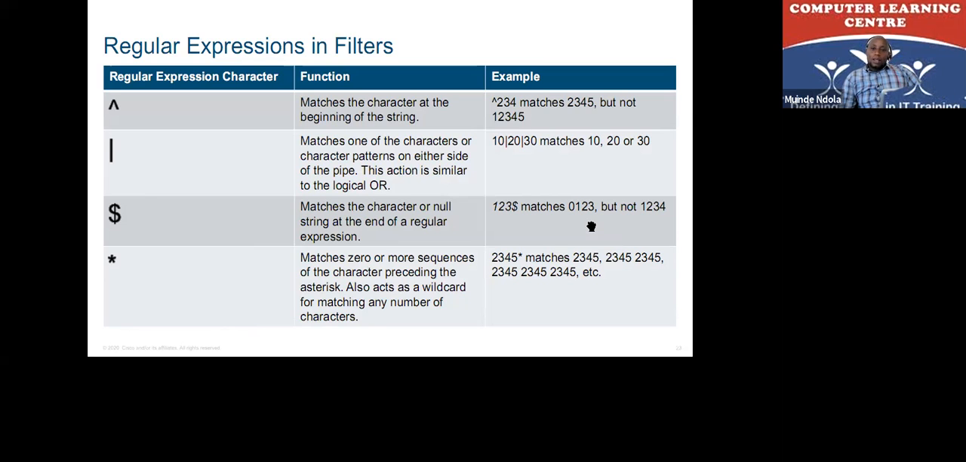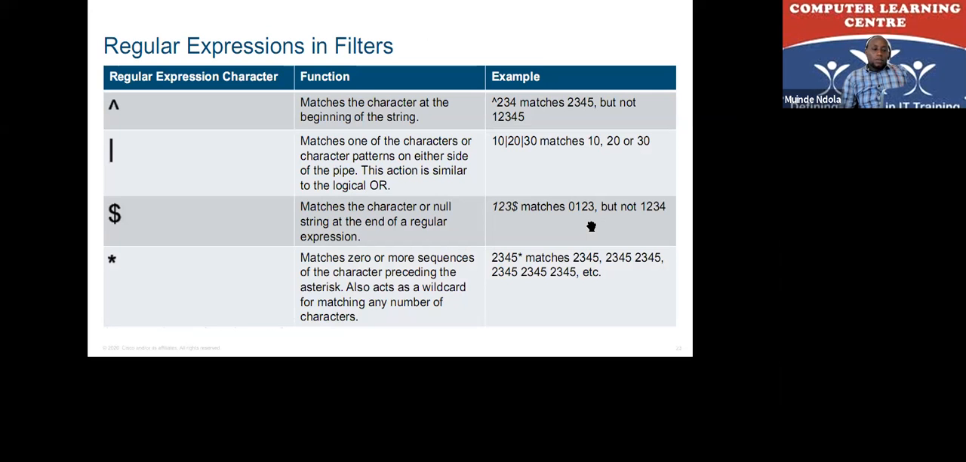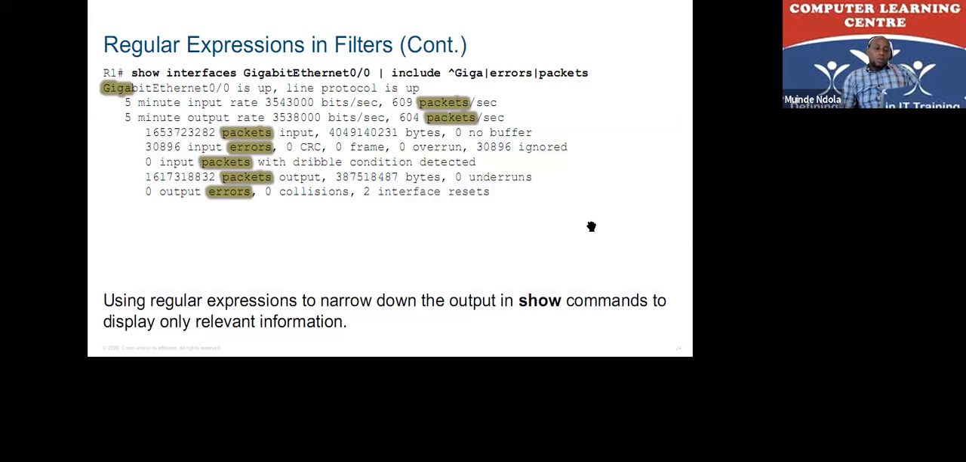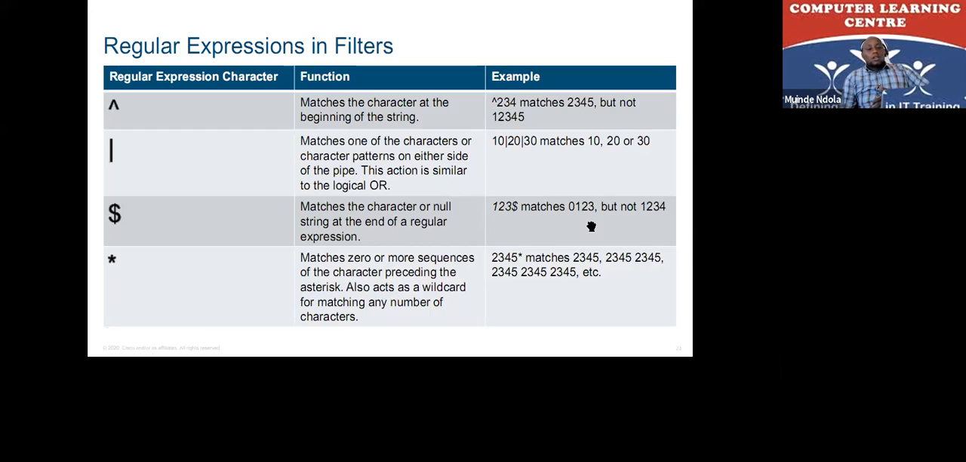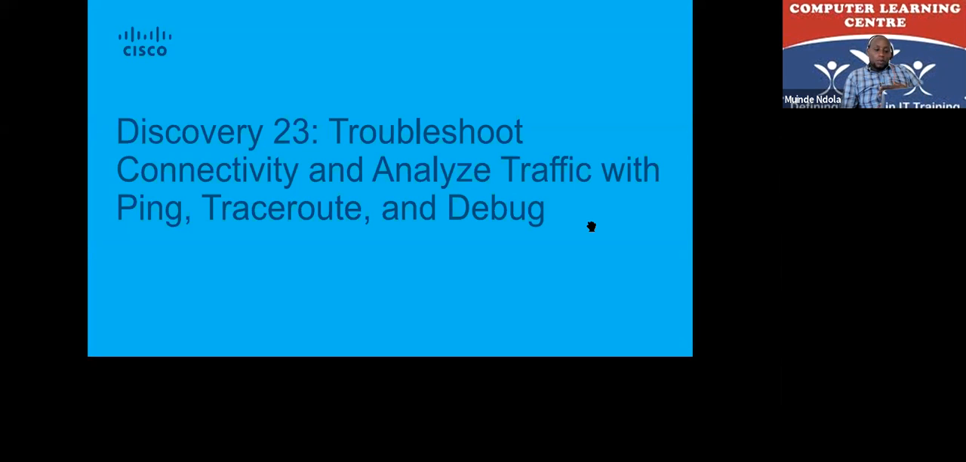Again, you can use regular expressions, the characters. Like you see there, you can say show interface gigabit 0/0 include, then we put the caret, which matches the character at the beginning, then we put giga. So now what will happen? Errors, then packets. So you can see all that. With these filters, you want to be very specific on the output that you want to get. You don't want to get unnecessary traffic. So play around with them so that you come to understand them.